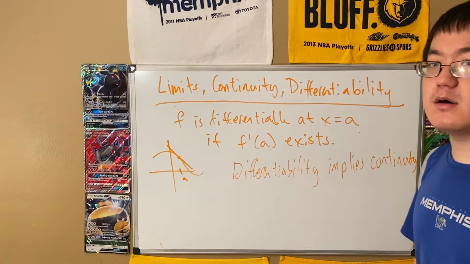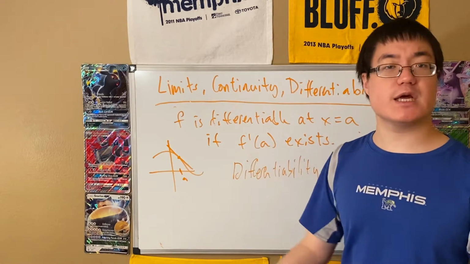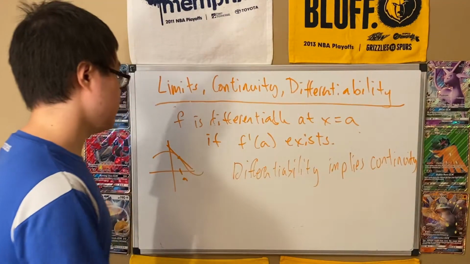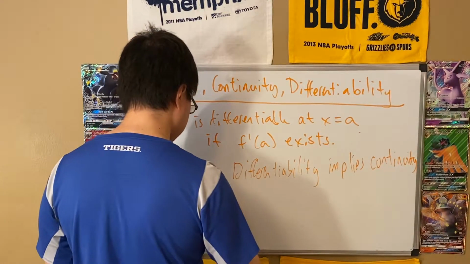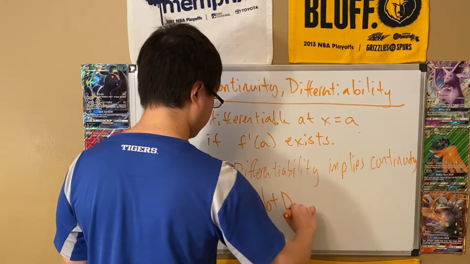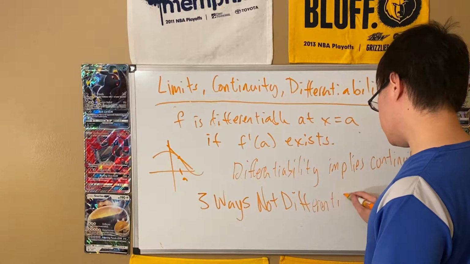So let's talk about ways that you can't be differentiable, because sometimes it's nice to look at counterexamples versus regular examples, and then you understand the question better, which is always nice. So what are 3 reasons that things can be not differentiable? These are the 3 main ways that appear on the AP exam.